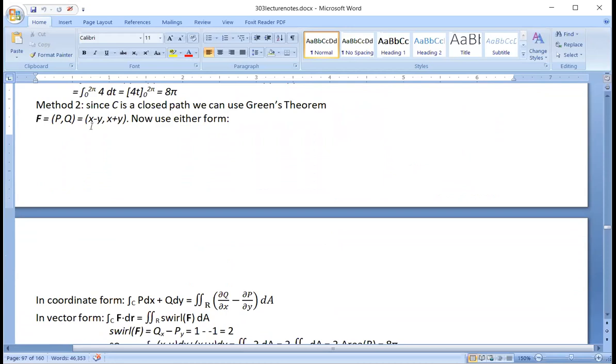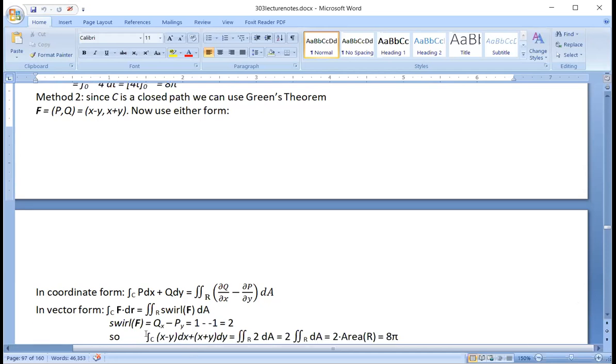P is x minus y, so dP/dy is -1. Swirl is 1 minus -1. The swirl is just 2. Therefore, the line integral is just the double integral over the region of the swirl, which is 2 dA.